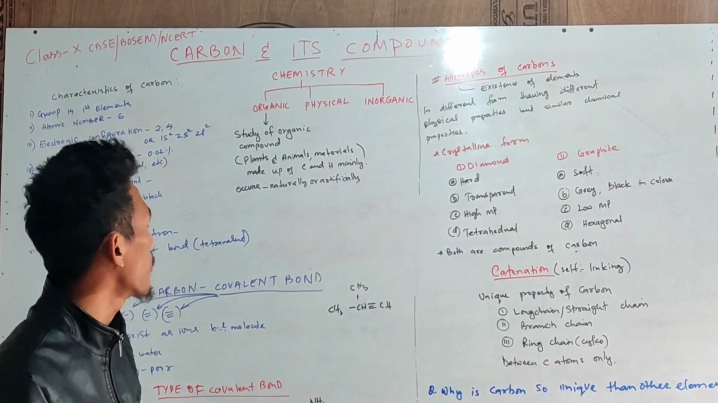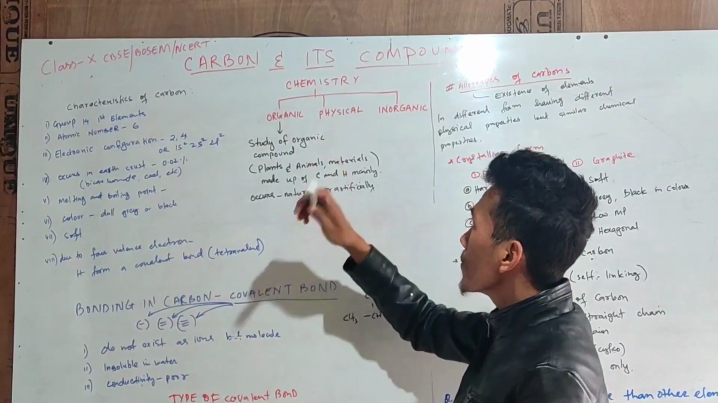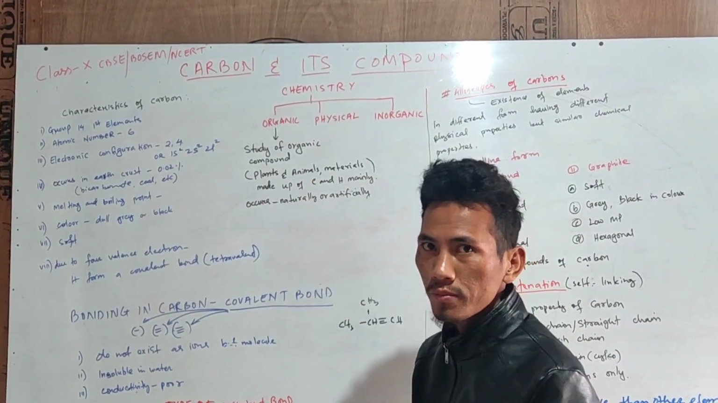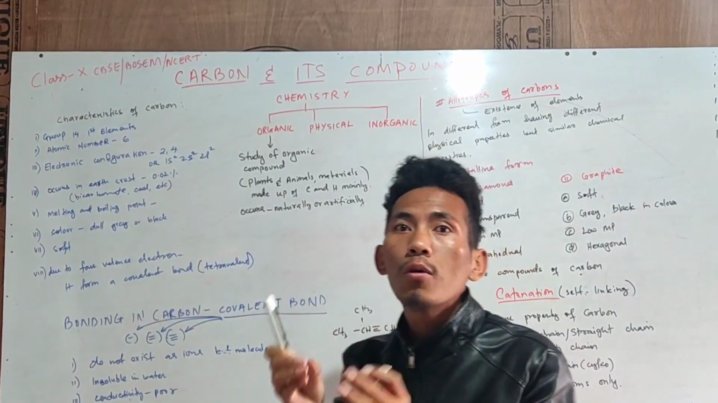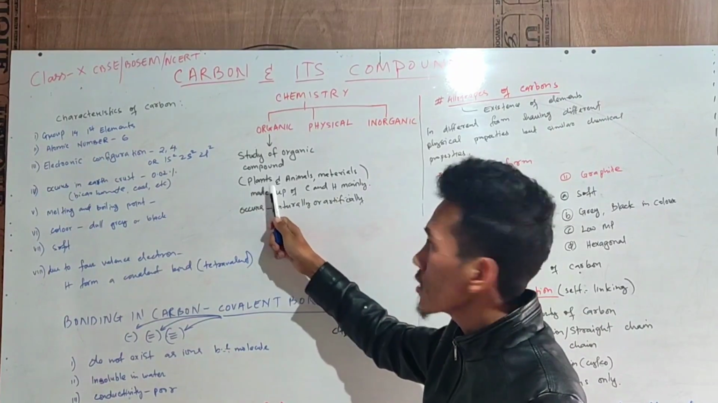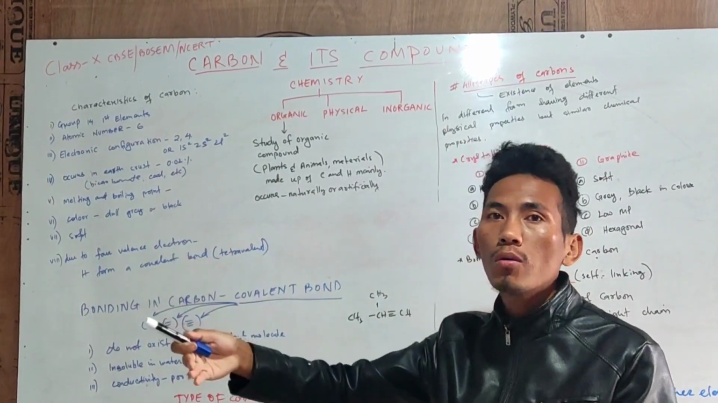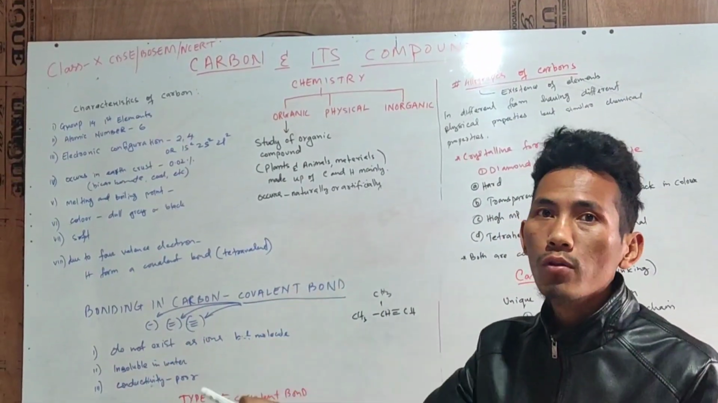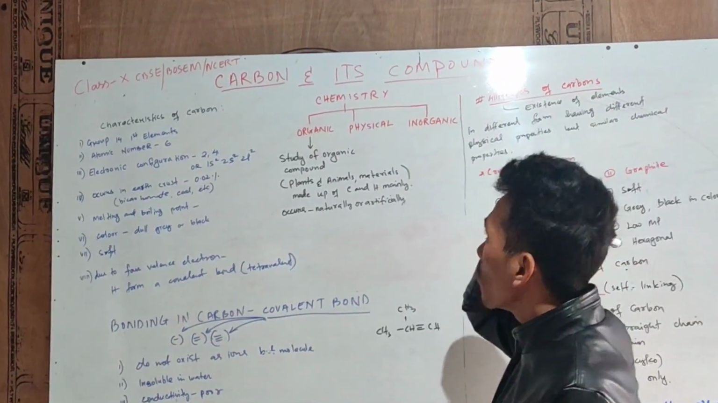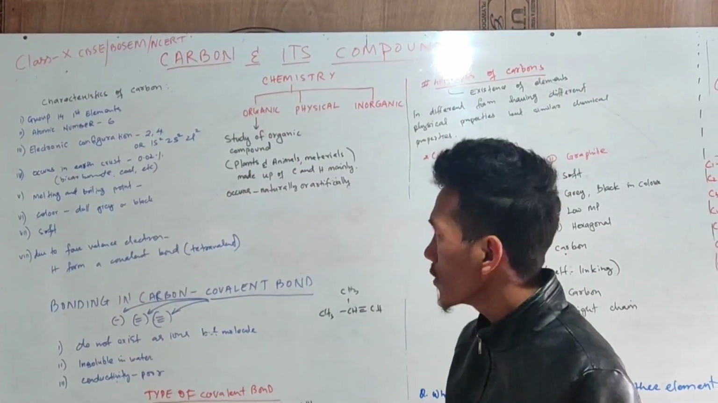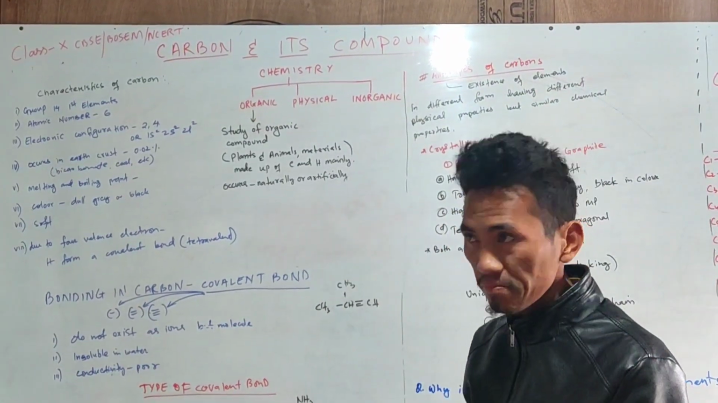What exactly is organic chemistry? Organic chemistry is the study of organic compounds. These are compounds made up of carbon and hydrogen, mainly present in plants and animals. Those compounds which are made up of hydrogen and carbon are called hydrocarbons. This compound is also known as an organic compound, and it occurs naturally or artificially.